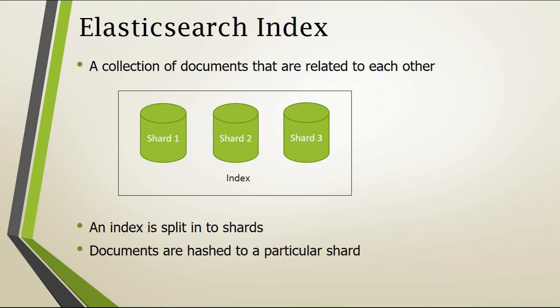And all these documents are hashed into a particular shard. So that means, let's say we want to insert a document into Elasticsearch. What happens is, Elasticsearch performs a special hash operation on the document and decides in which shard that document should be placed. As I said before, each shard may be on a different node in the cluster.